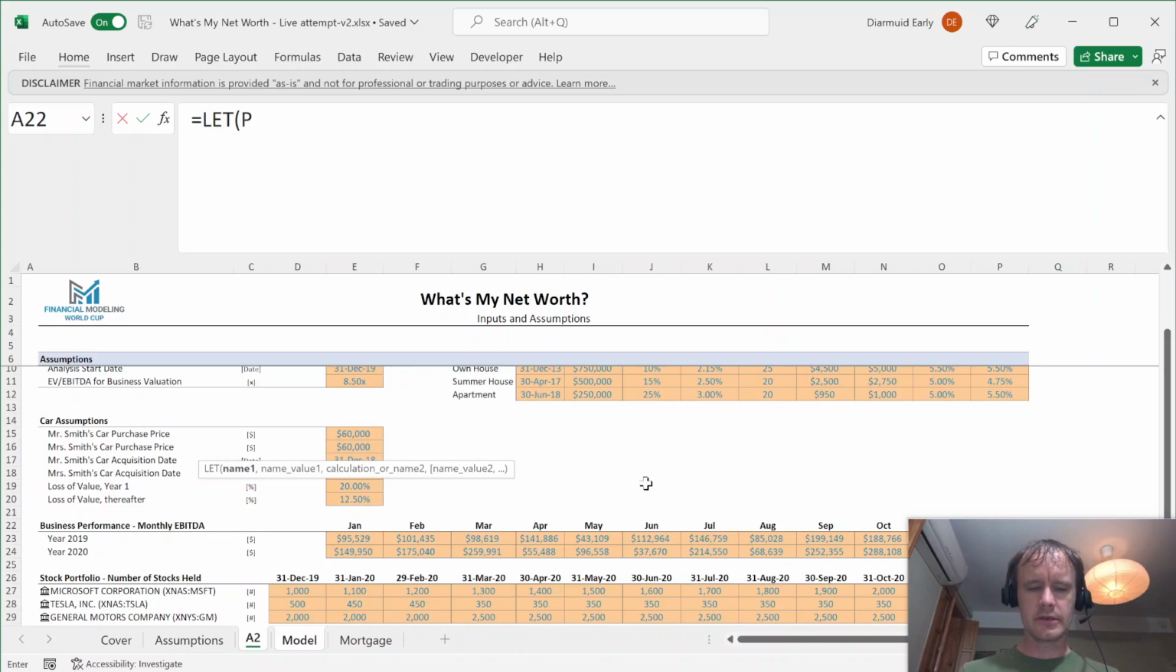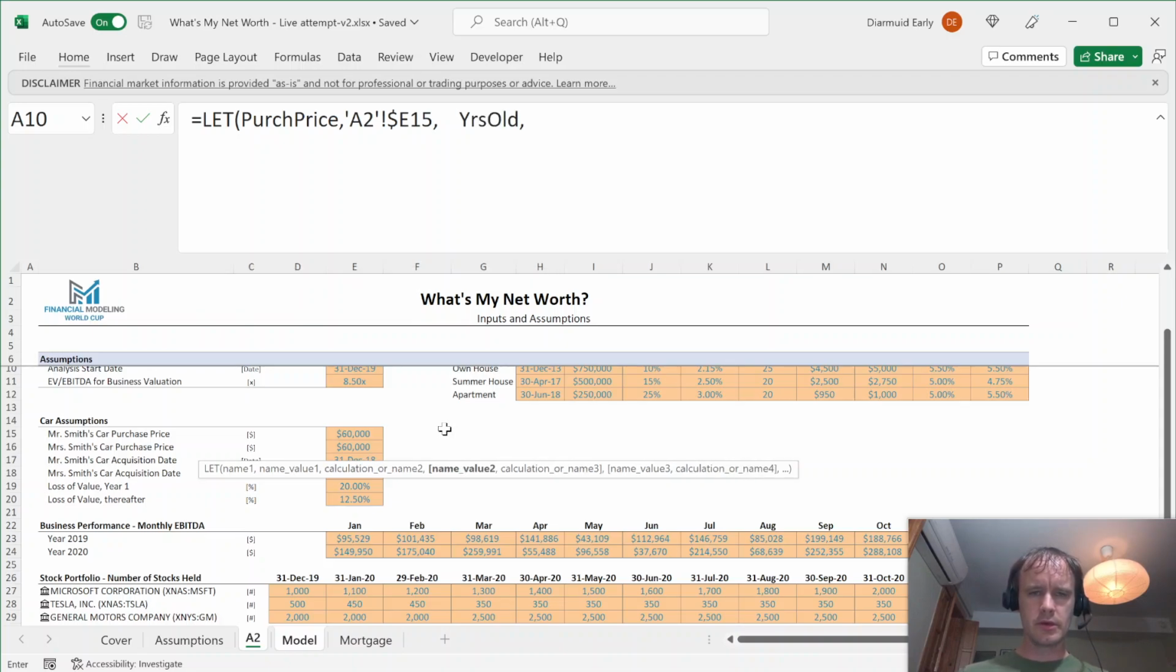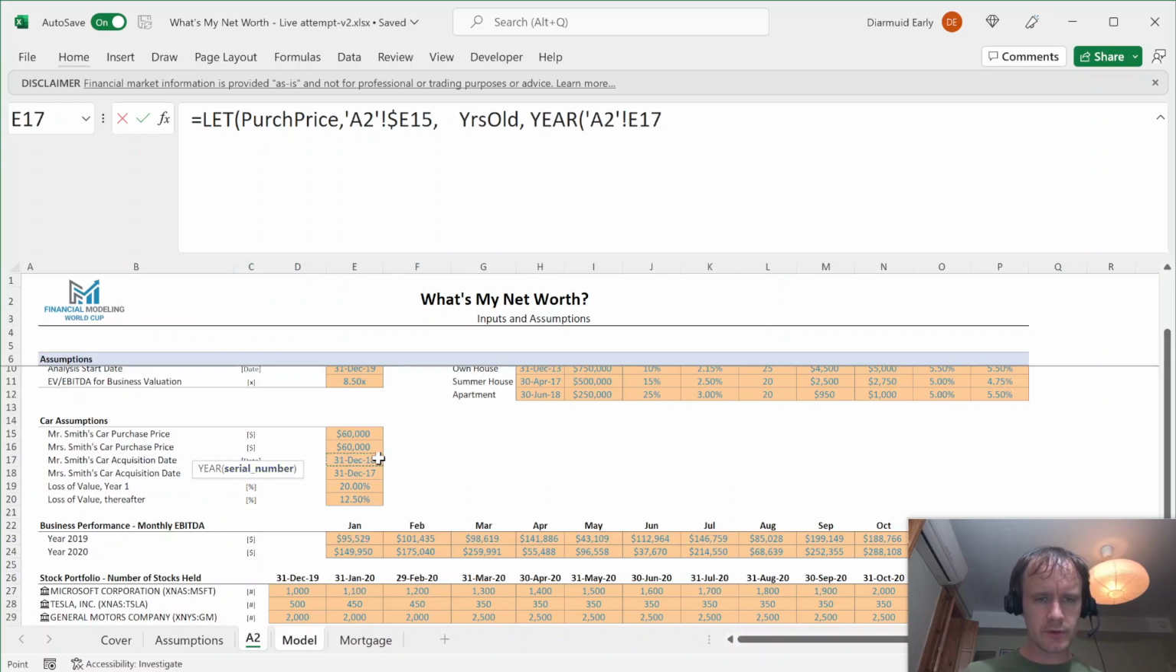So I'm going to say let purchase price be this. I'm going to lock that in. I'm going to let the years old be, again, I'll use year frac to figure out the difference. So this was bought, again, we're looking at Mr. Smith's car, first row, so that was bought then. And $4 was my row with the dates. This time I'm not going to multiply by 12 because I'm looking for years.